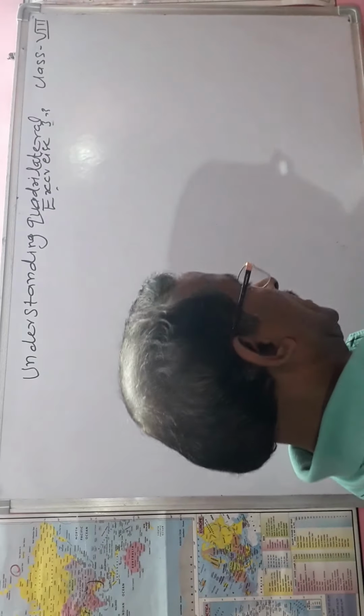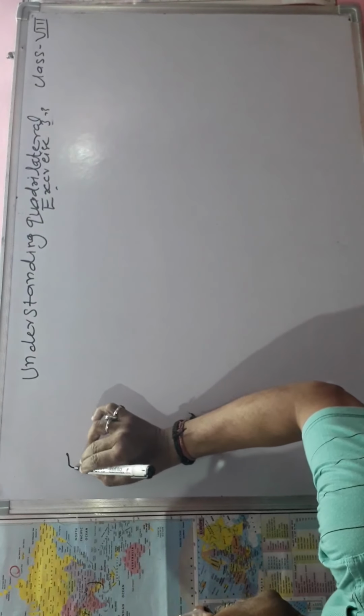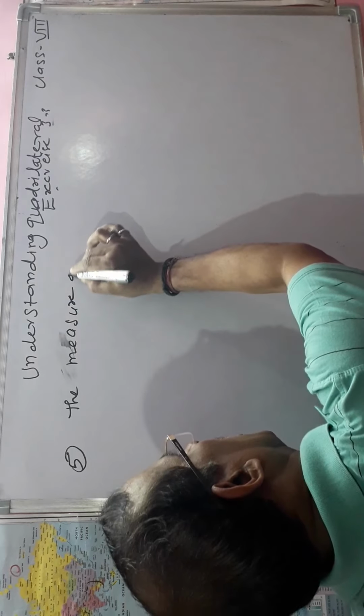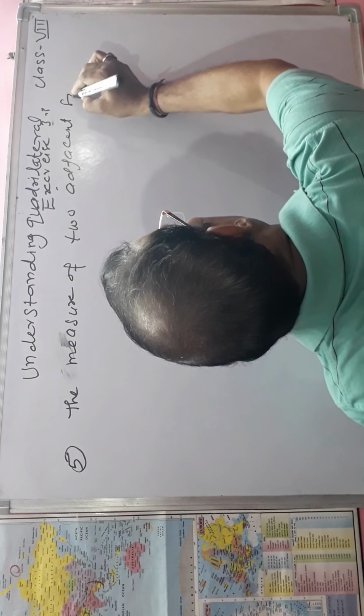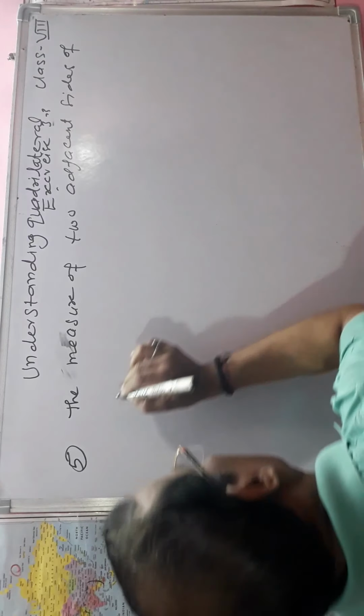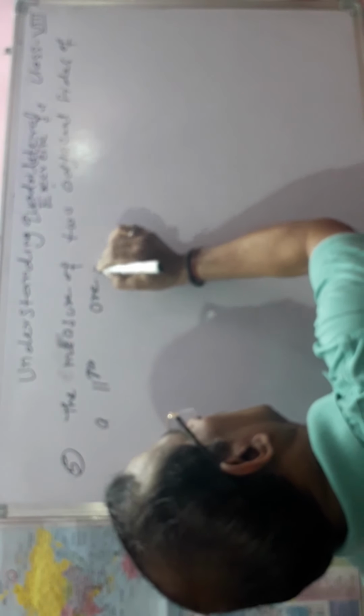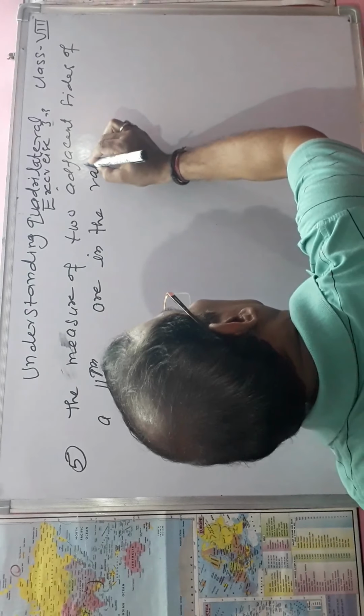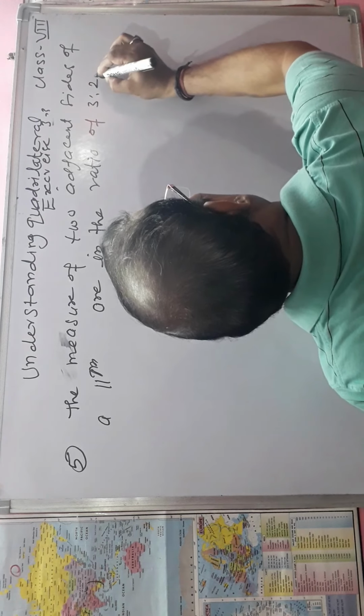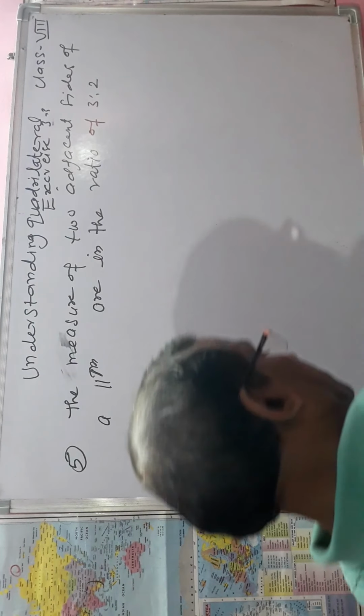Question number 5. Now question number 5 is this: the measure of two adjacent sides of a parallelogram are in the ratio of 3:2. Find the measure of each of the angles.